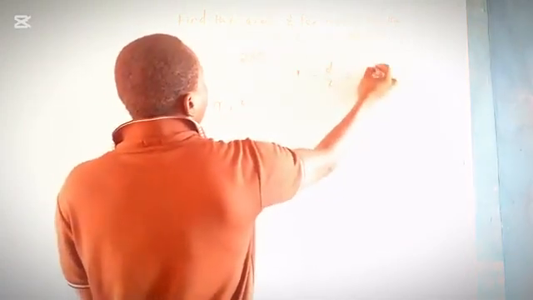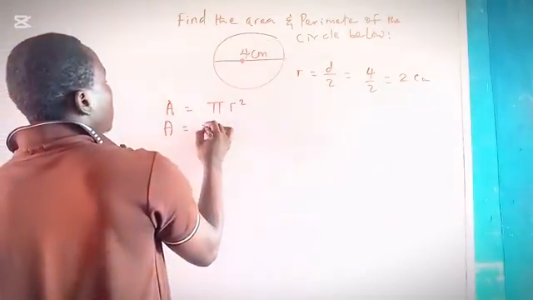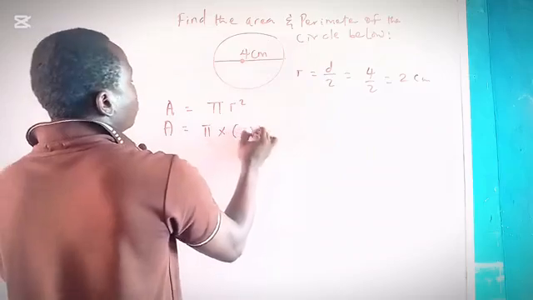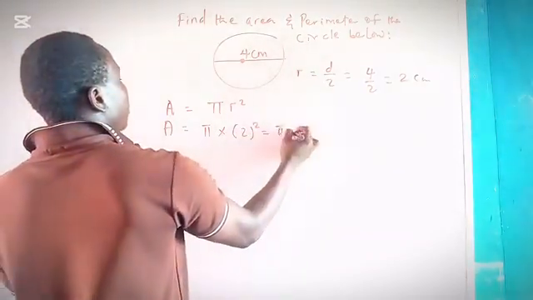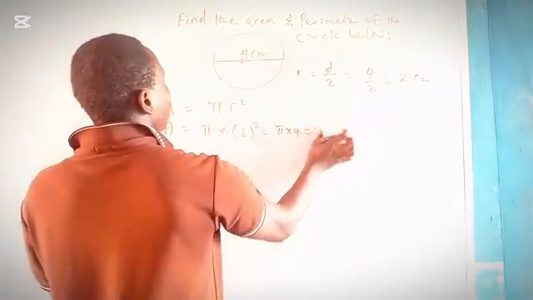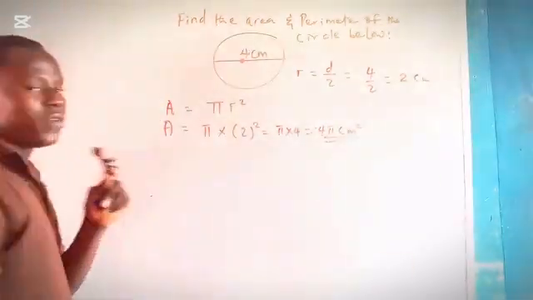So your diameter is 4. So 4 divided by 2 will give us what? 2. So that shows that your radius is what? 2 centimeters. Okay, so we can now have our area to be what? Pi multiplied by 2 squared. So this will be equal to what? Pi multiplied by 4. And that will give us what? 4 pi centimeters squared. So that is the area of the circle.